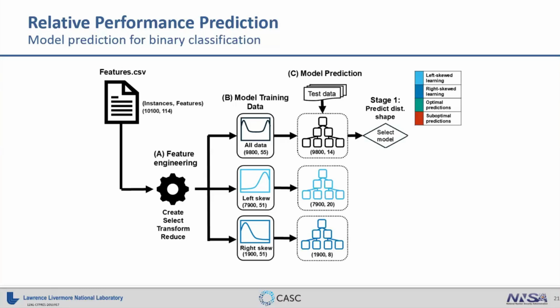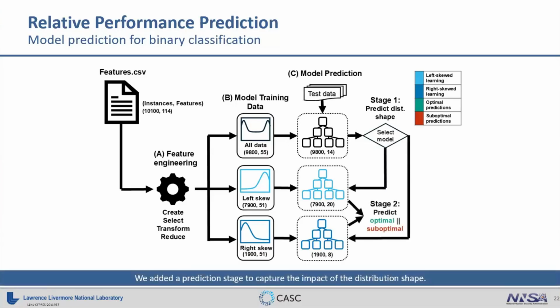Next was the model prediction. For stage 1, there were 2 shape labels predicted, left skewed or right skewed. And for stage 2, there were 2 optimality labels based on relative performance, optimal and suboptimal. Optimal is defined as a relative performance value within 10% of the best performing benchmark configuration, while greater values were labeled suboptimal.